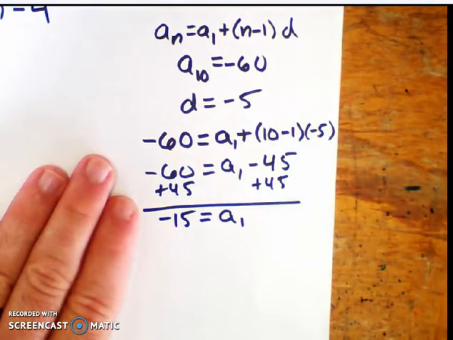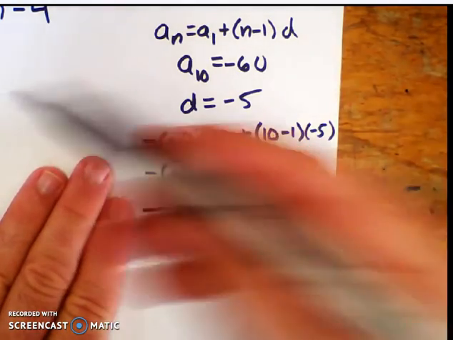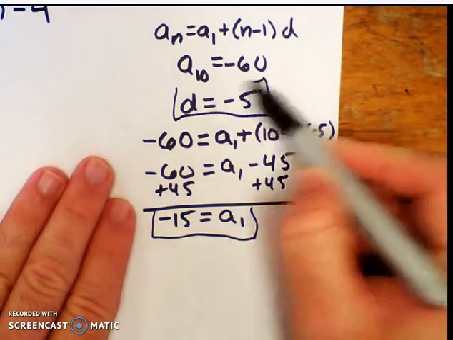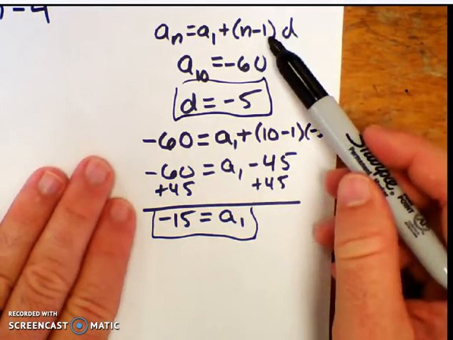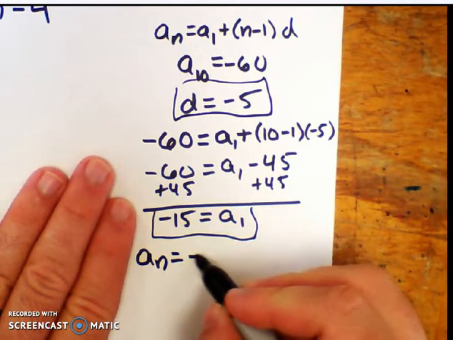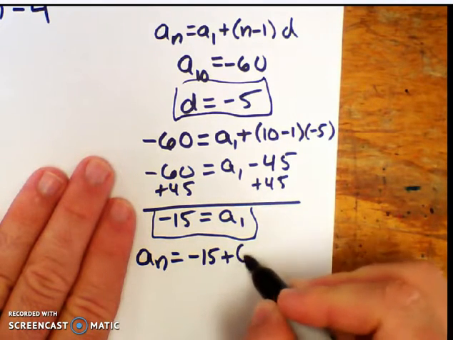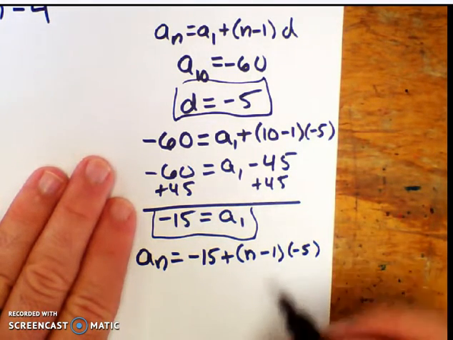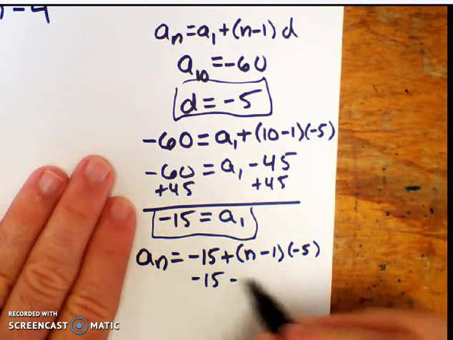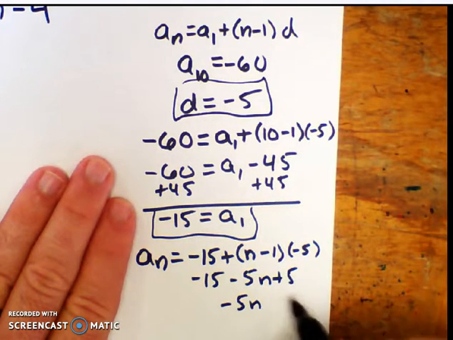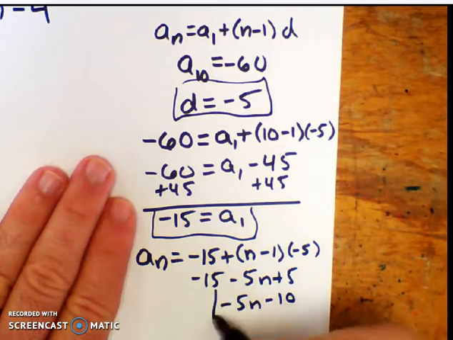Now that's not the answer to the question. I want you to write the rule. Now it's just like the previous question. This is your a sub 1. This is your difference. Plug it into that same formula and reduce your answer. So it's going to be a sub n equals a sub 1 plus n minus 1 times the difference. Distribute your answer. Combine like terms and you get negative 5n minus 10.